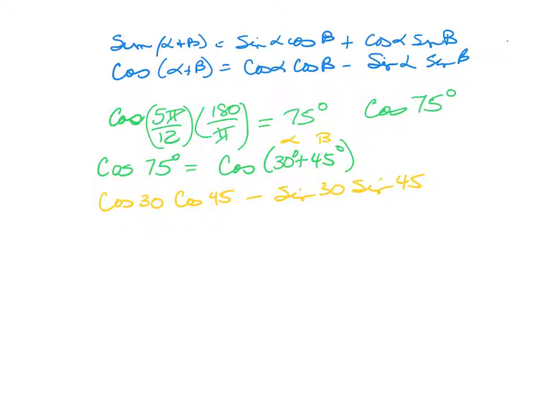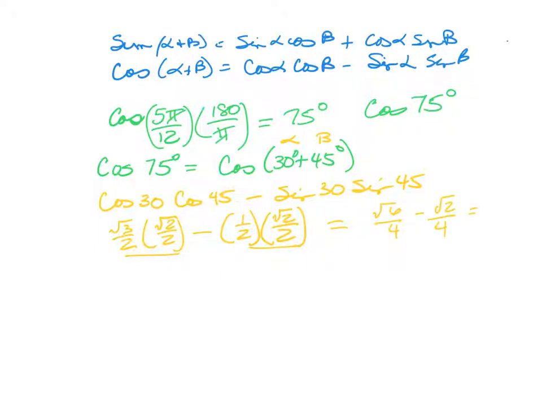So now you look at your unit circle, and the cosine of 30 is root 3 over 2, and the cosine of 45 is root 2 over 2, correct me if I'm wrong, and then the sine of 30 is 1/2, and the sine of 45 is root 2 over 2. So we multiply straight across on these two and these two, so we've got root 6 over 4 minus root 2 over 4, which really is root 6 minus root 2 over 4.